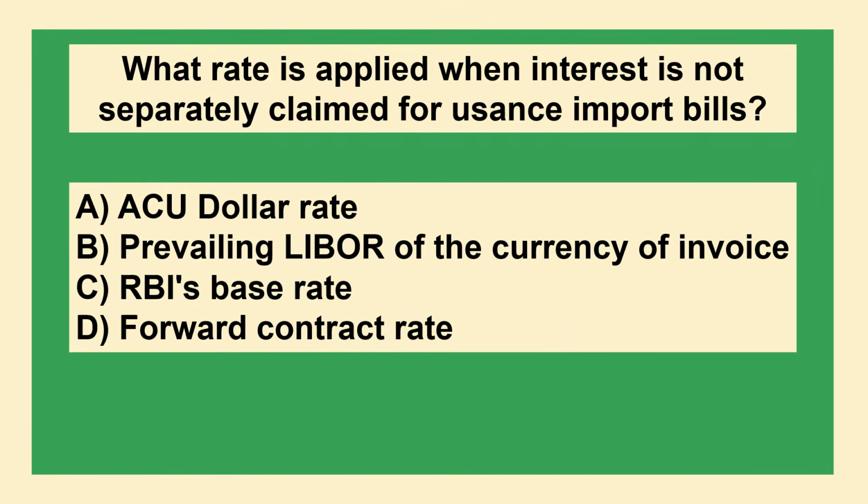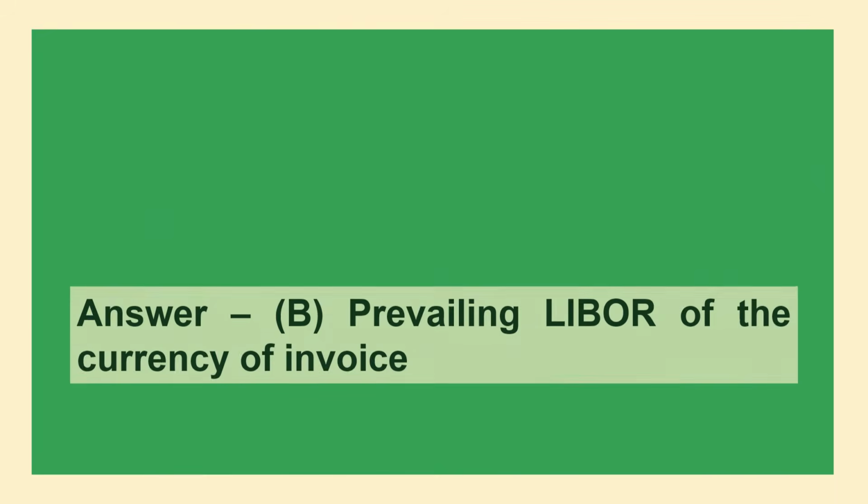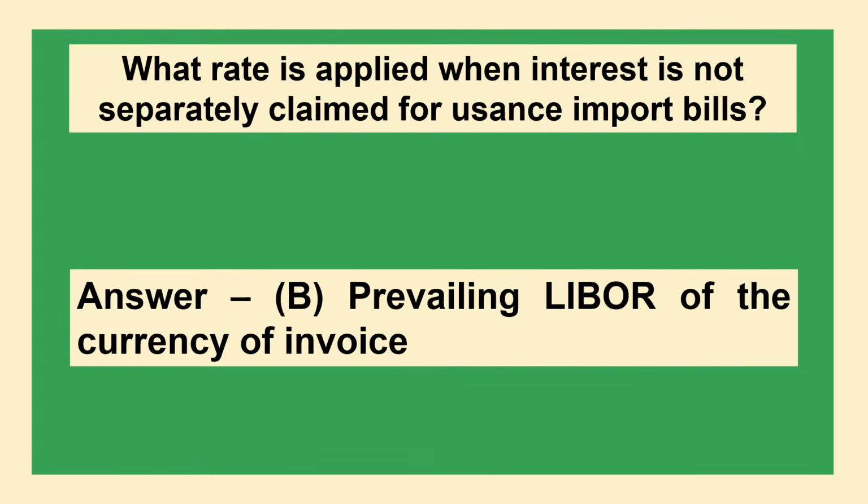Question. What rate is applied when interest is not separately claimed for usance import bills? Option A. SU dollar rate. Option B. Prevailing LIBOR of the currency of invoice. Option C. RBI's base rate. Option D. Forward contract rate. Answer. Option B. Prevailing LIBOR of the currency of invoice.